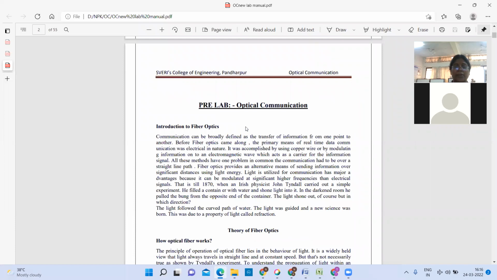Okay, so in this lab manual, are you able to see my screen? Sanjana, are you able to see the screen?